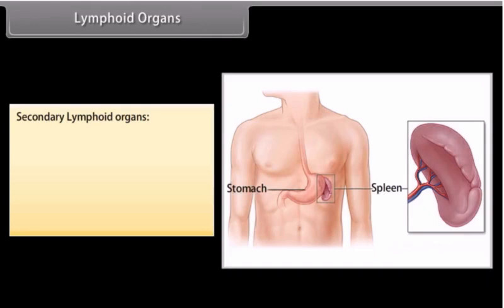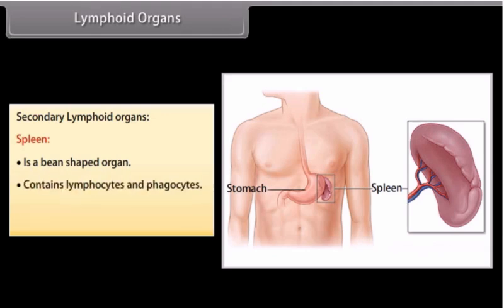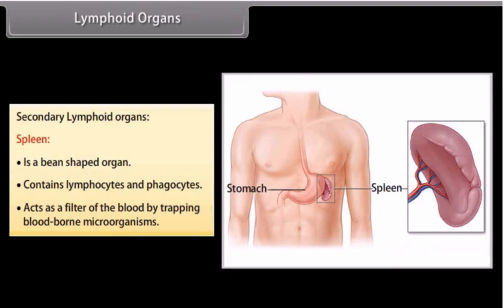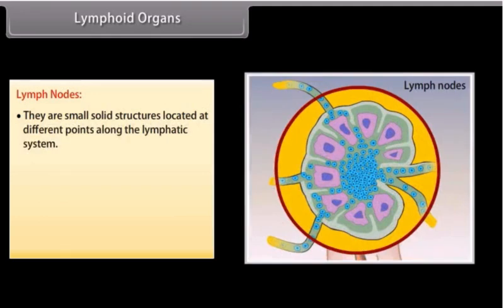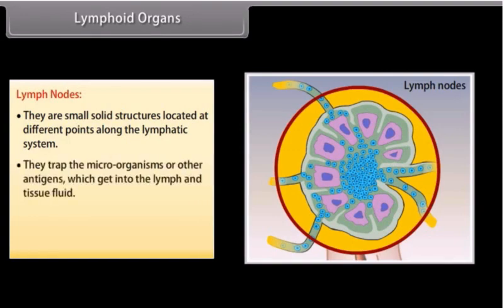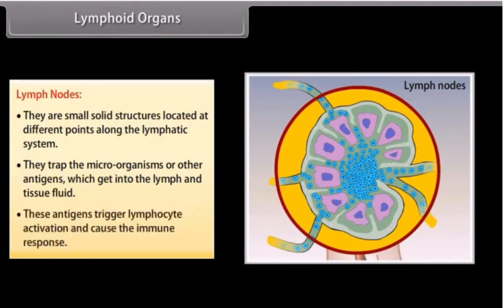Secondary lymphoid organs. Spleen is a bean-shaped organ. It contains lymphocytes and phagocytes and acts as a filter of the blood by trapping blood-borne microorganisms. Lymph nodes are small solid structures located at different points along the lymphatic system. They trap the microorganisms or other antigens which get into the lymph and tissue fluid. These antigens trigger lymphocyte activation and cause the immune response.